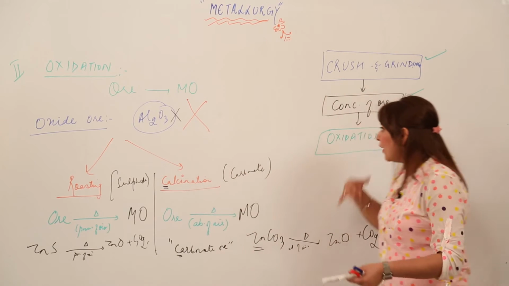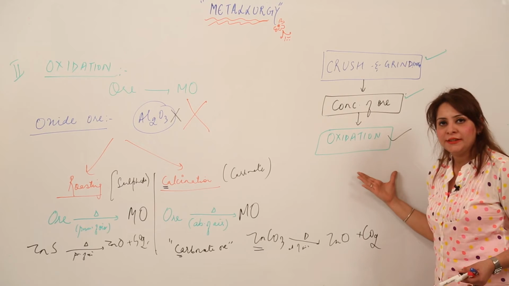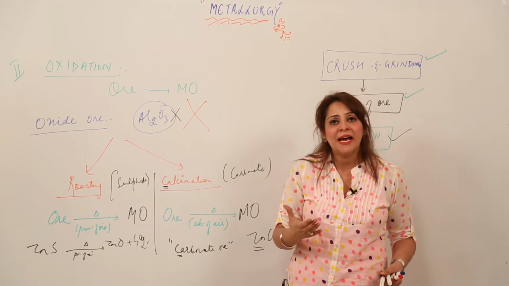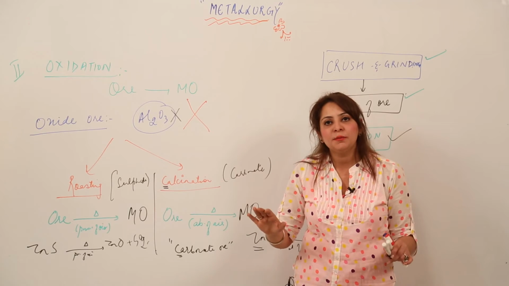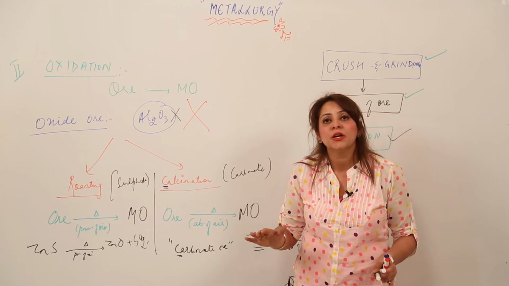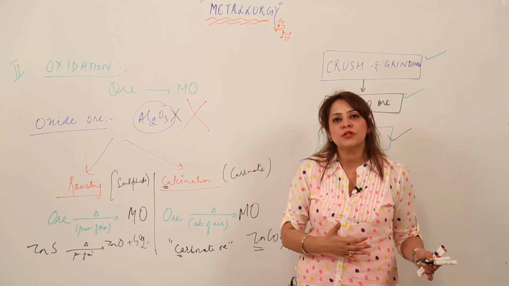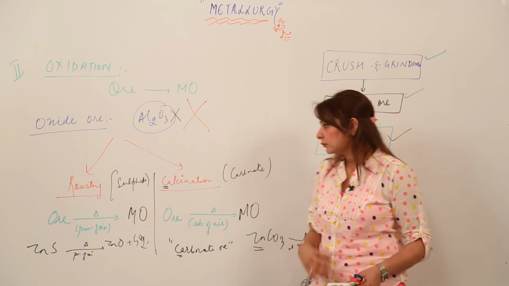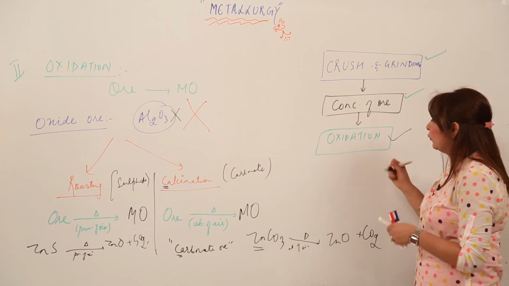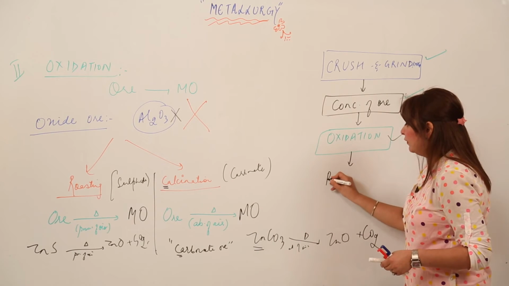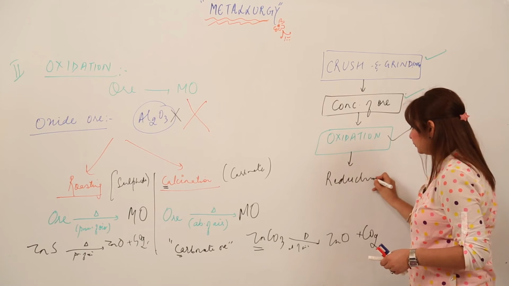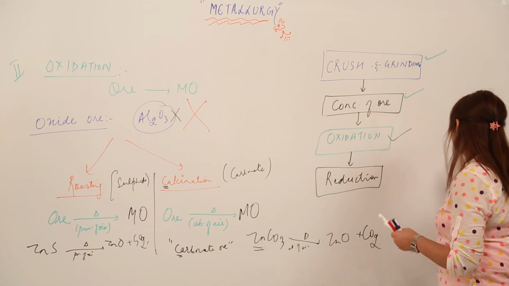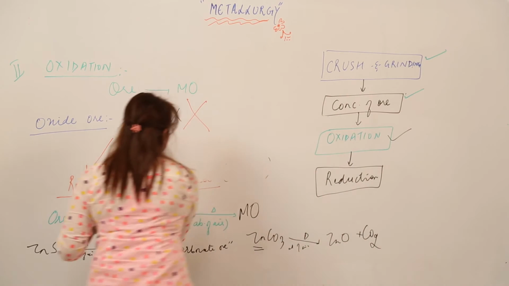You know that. After doing this, what we do is oxidation, right? And what are the methods employed for it? Obviously, if it is an oxide ore, the method is not required. That means the oxidation step is just skipped. Otherwise, for sulfide ores, it is roasting, and for carbonate ores, it is calcination. Now, the next step we'll be taking up will be reduction. So this is actually the next step of the metallurgy.